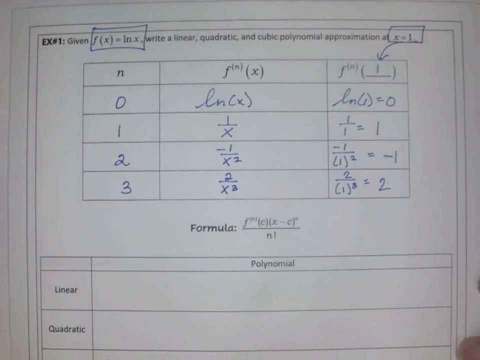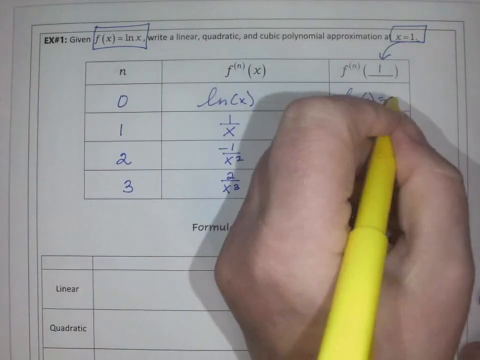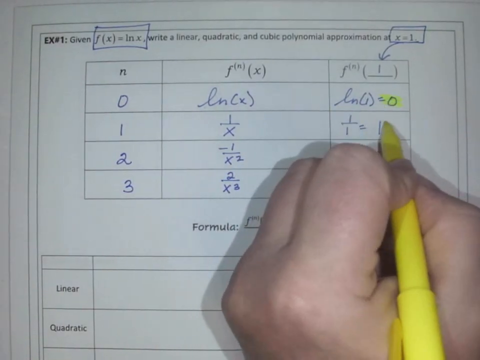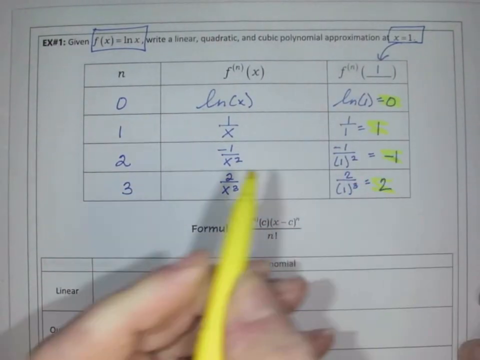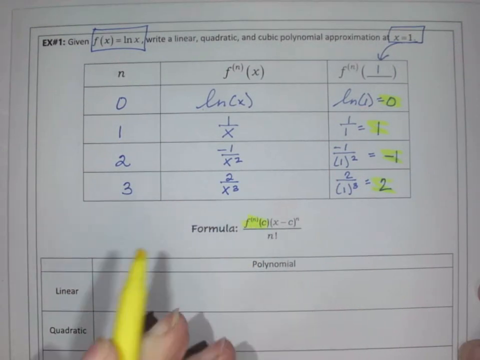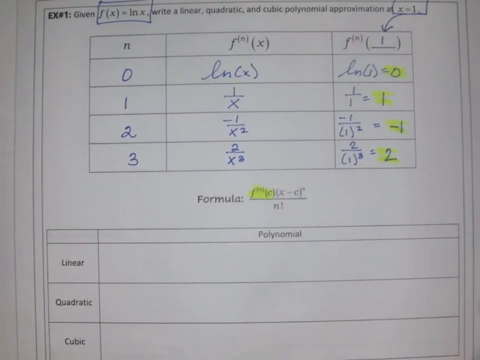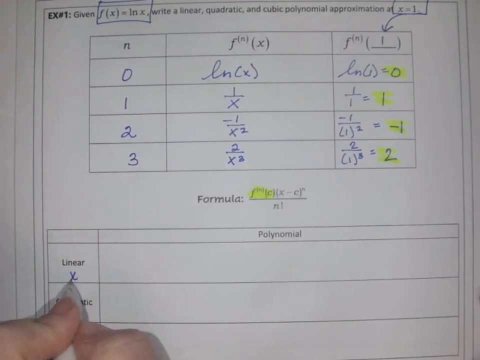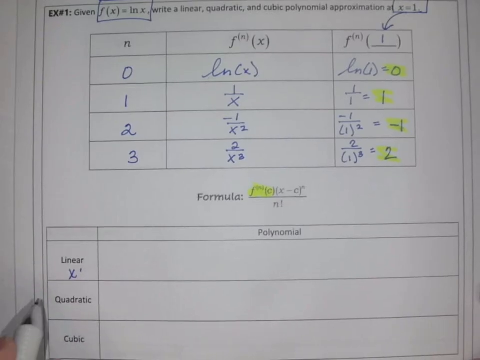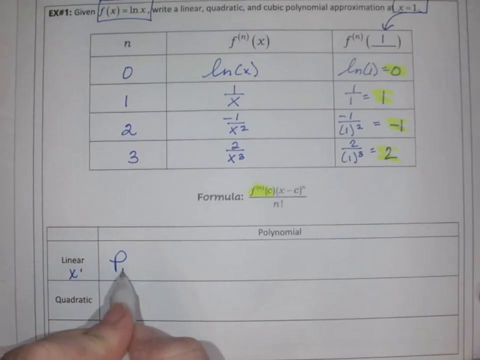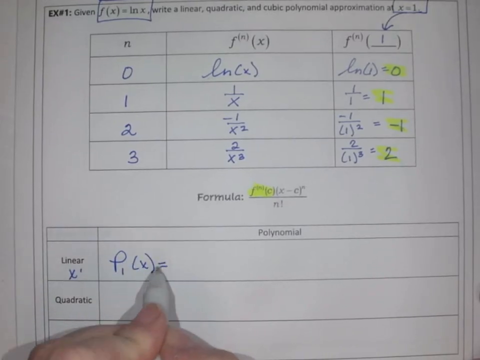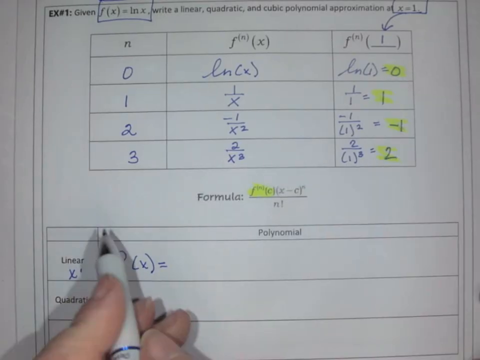Okay, so now we have all of our derivative values, and we know that these numbers here are going to go in place of that derivative spot right there. So when we go to write our linear polynomial, linear means we need to go to x to the first. So we're going to have our P1 of x is going to be our original, which would be 0.